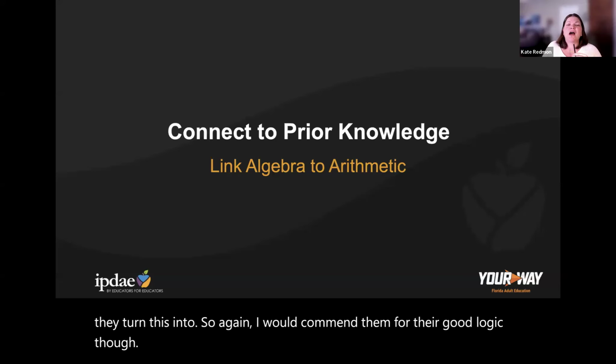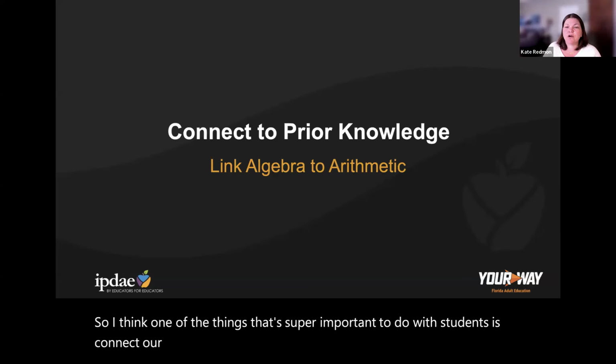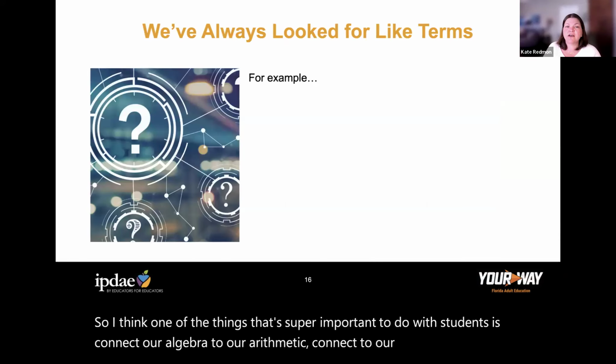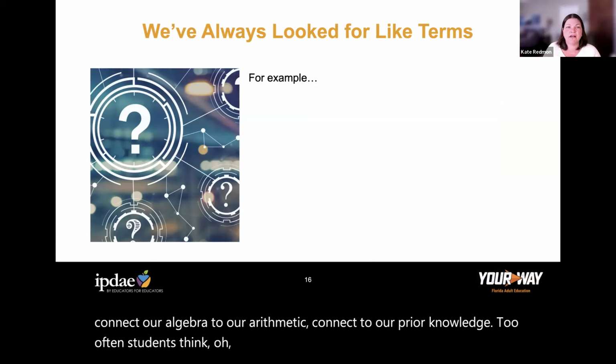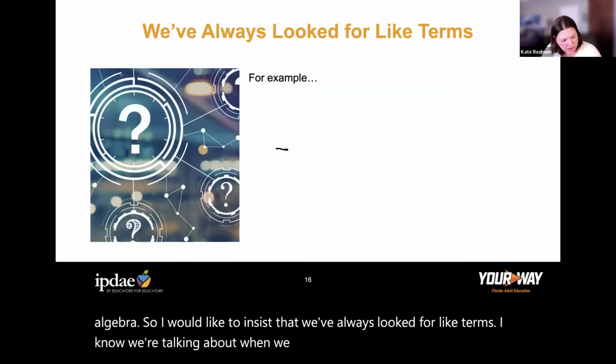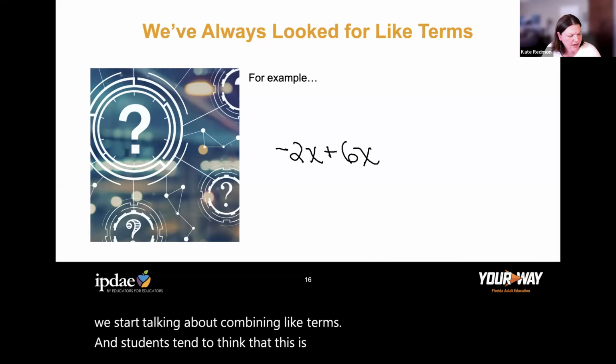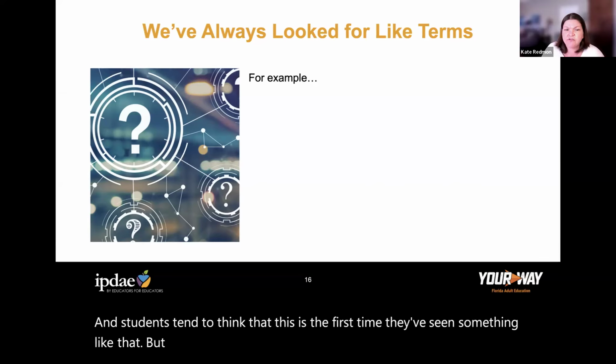So I think one of the things that's super important to do with students is connect our algebra to our arithmetic, connect to our prior knowledge. Too often, students think, oh, we're doing something new when we get to algebra. So I would like to insist that we've always looked for like terms. When we start adding and subtracting in algebra, we start talking about combining like terms. And students tend to think that this is the first time they've seen something like that. But no, actually, we've combined like terms from the start of math.